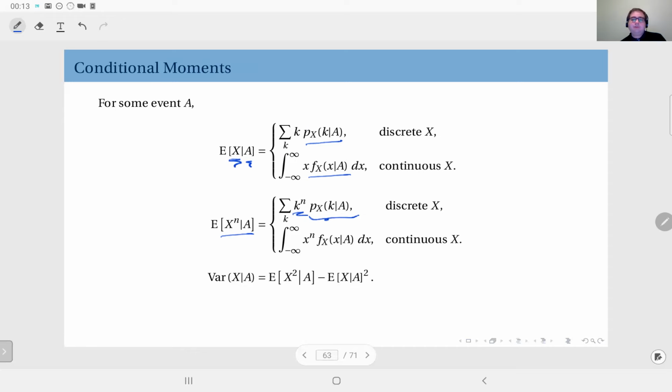Similarly, with the conditional nth moment, you have the sum of k to the power n, as in the nth moment definition, weighted by, instead of the original PMF, the conditional PMF. Or in the case of a continuous distribution, you have the nth conditional moment defined in terms of the conditional PDF. And you can also define the conditional variance of random variable X given event A. As earlier, we have the second moment minus the square of the first moment. The only difference is that now these are conditional. Okay, the conditional second moment minus the square of the conditional expected value.